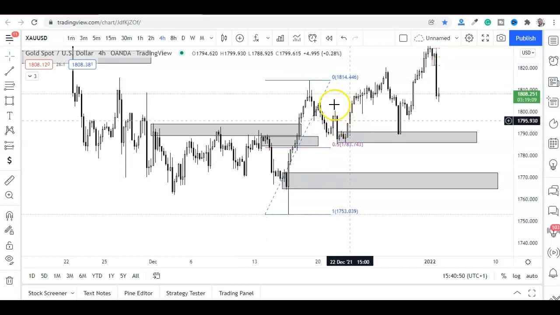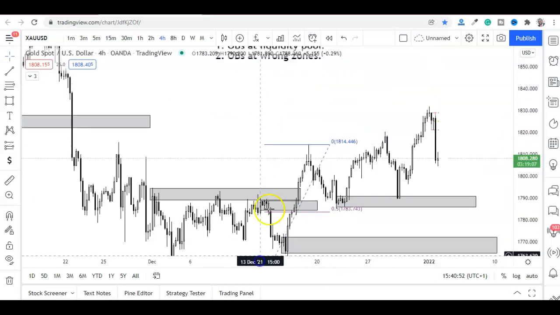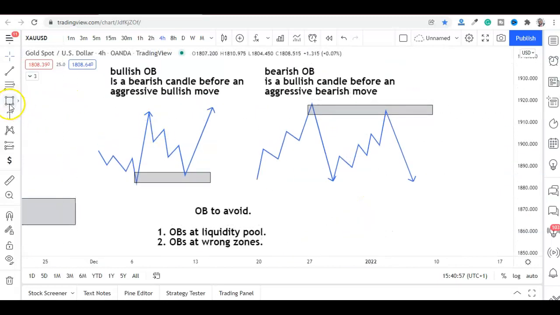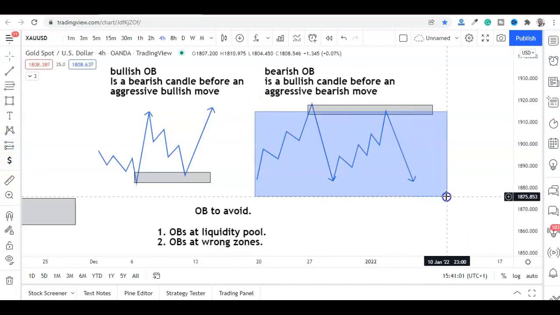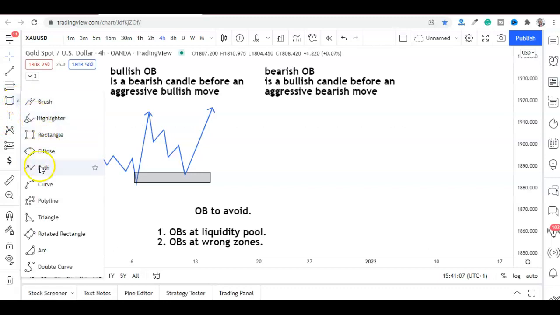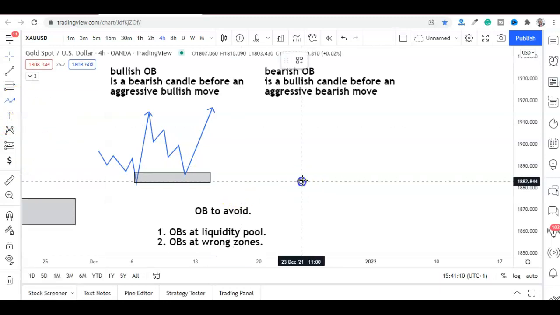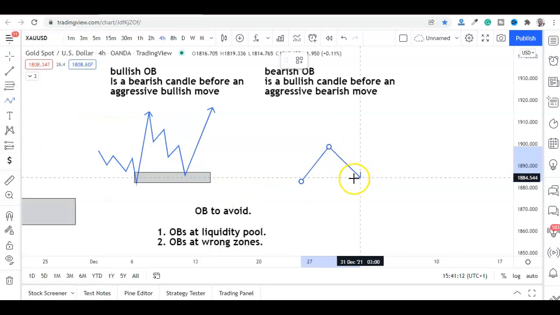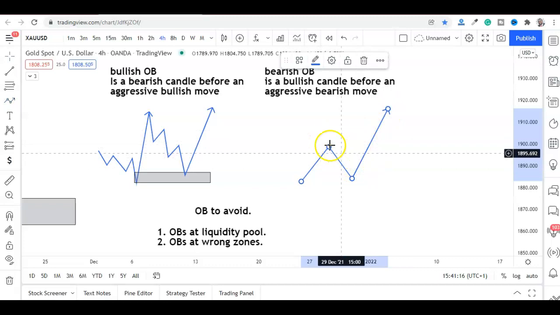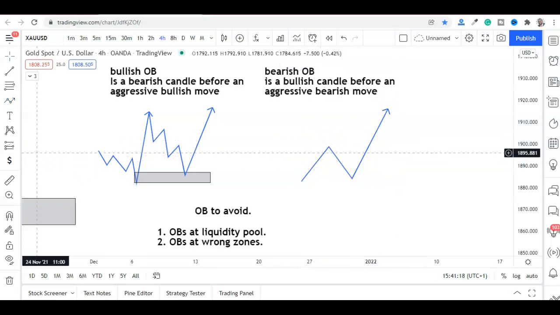Okay, now this is what I mean. Let's go to a blank space. Let me delete this. Okay, let's assume we have a range play here. These are new ranges because it broke structure. Okay, this range broke structure.